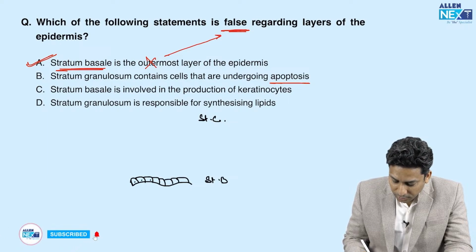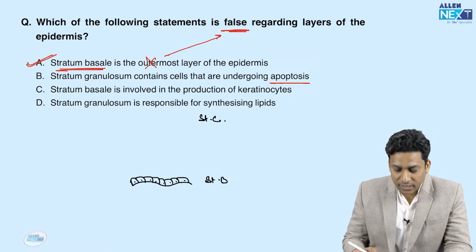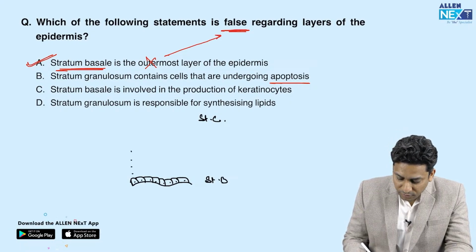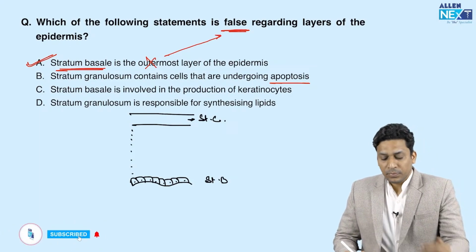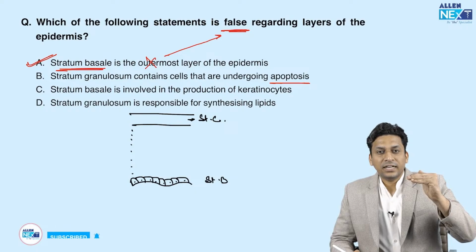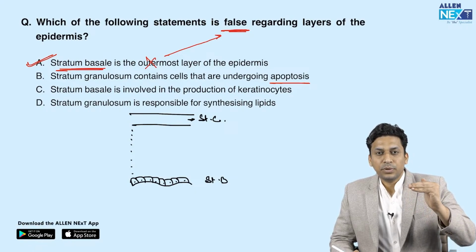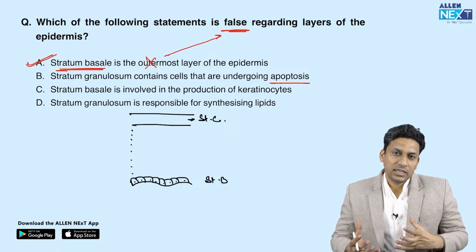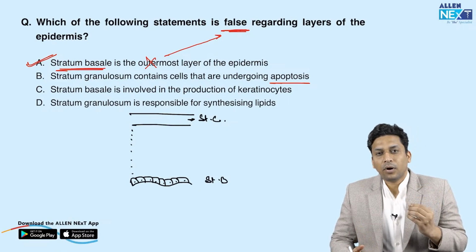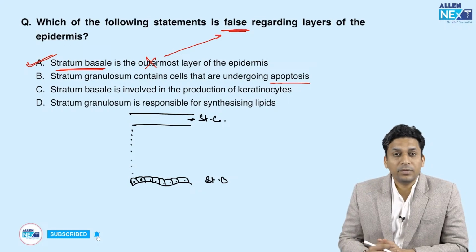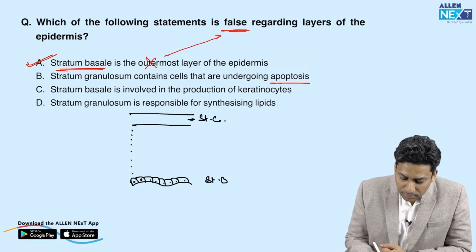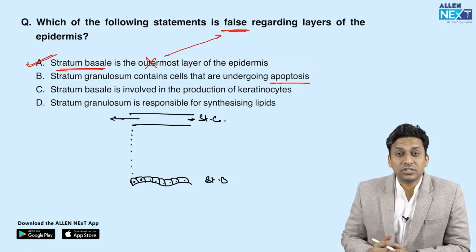They are highly mitotically active, so they keep on proliferating and dividing, and they keep on moving upwards, and they finally reach stratum corneum, which is the outermost layer. Now, when this proliferation and movement of the keratinocytes occur, a few changes are seen in these keratinocytes. One important change is that the nucleus, which is very prominent in the lower layer, disappears when these cells reach stratum corneum.